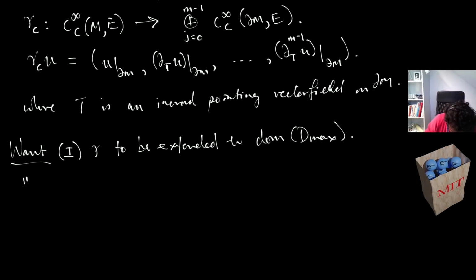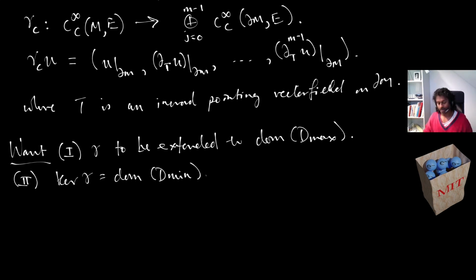The second point here is we want the kernel of gamma to be DOM D min. But actually, that's not so bad. Once we organize gamma to be extended to all of DOM D max, the fact that the kernel of this map is DOM D min comes out of the wash, because it's really where these restriction maps up to order n-1 of derivatives are all zero on the boundary, right? So intuitively you can see that that's what the DOM D min is, right?